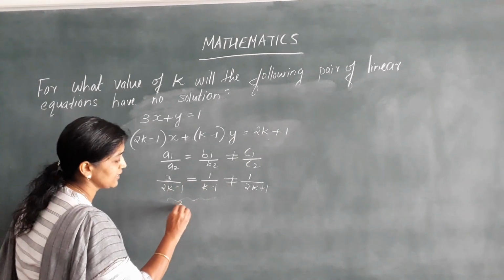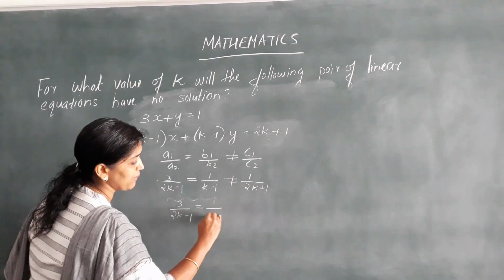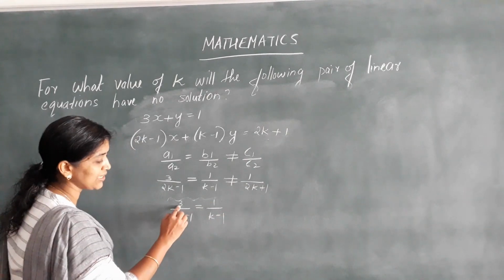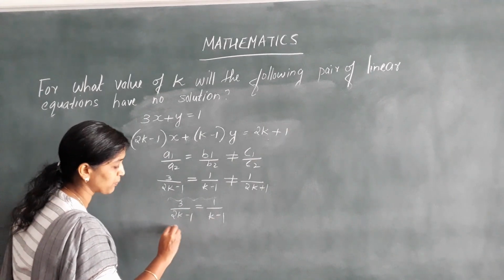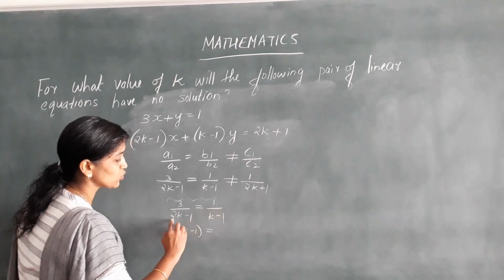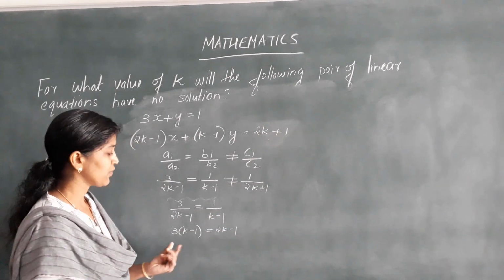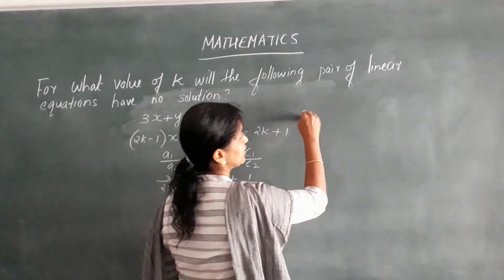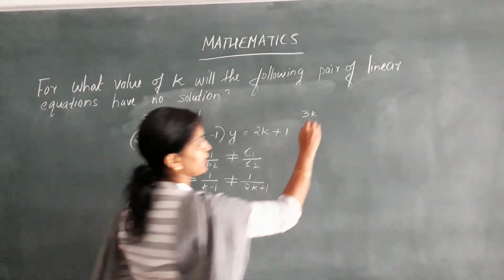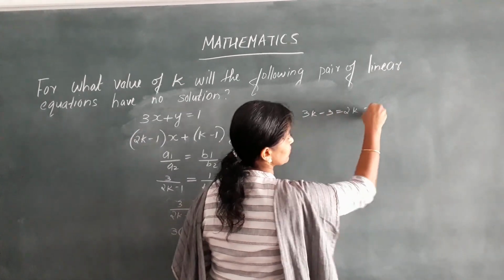So we will write 3 by 2k minus 1 equal to 1 by k minus 1. We will form an equation from this ratio. Cross multiplying, 3 is here, there are two terms, so you have to put a bracket: 3 into k minus 1. Now 1 into 2k minus 1 is 2k minus 1 also. Okay, now remove the bracket, we will get 3k minus 3, isn't it? 3k minus 3 equal to 2k minus 1.